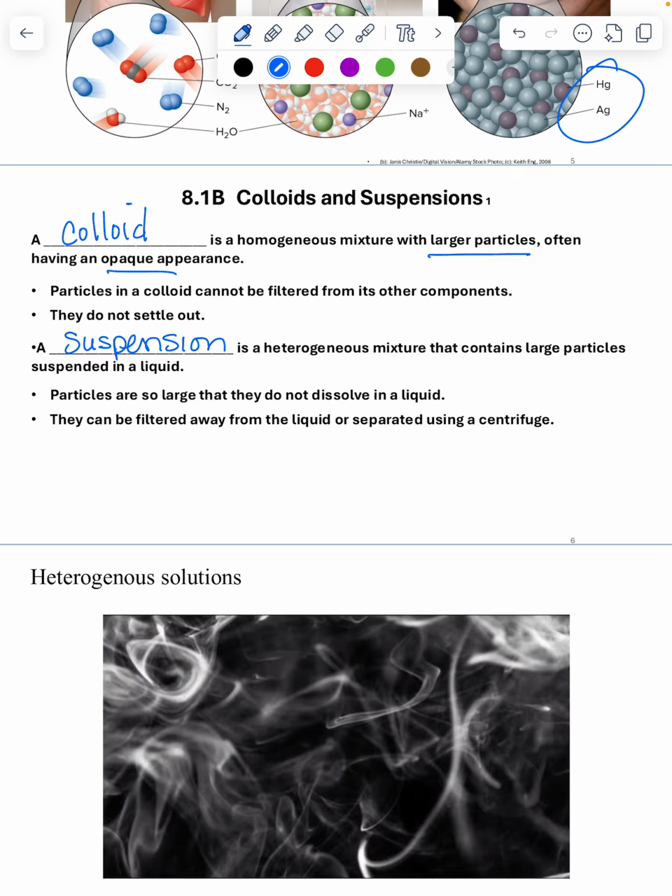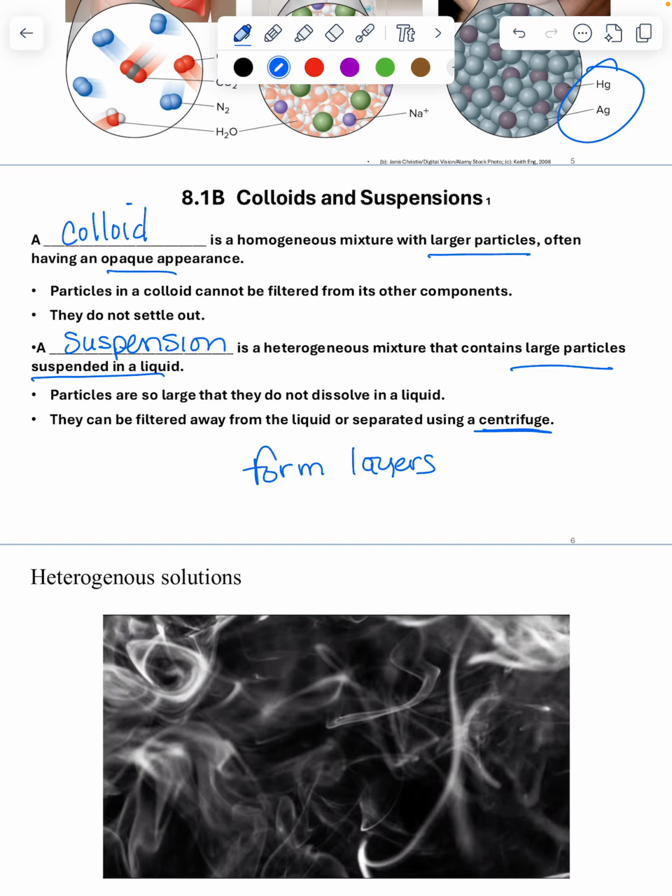The second word here is suspension, and a suspension is actually a heterogeneous mixture. It's a mixture that contains large particles that are suspended in a liquid. The particles are so large that they typically don't dissolve in the liquid, and after sitting for some time or being placed in something called a centrifuge, which is a machine that spins around very fast, they can be separated into layers. Suspensions typically form layers, whereas colloids do not form layers.